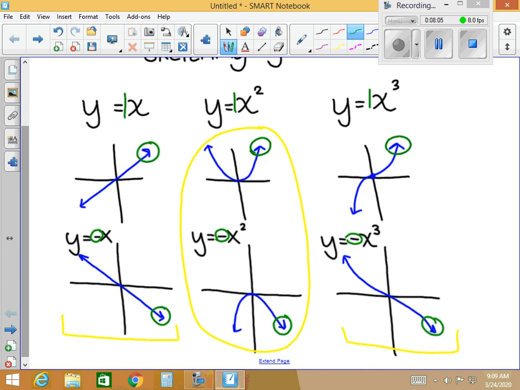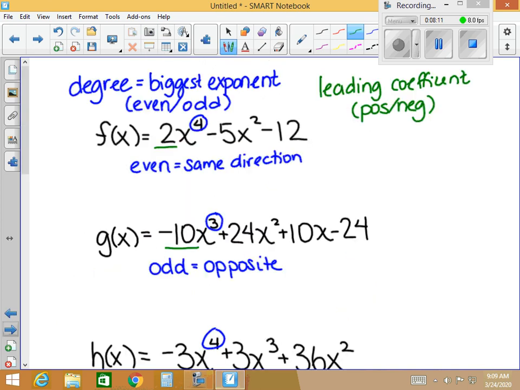Our leading coefficient always tells us what happens as we move to the right. A positive number means up, and a negative number means down. So on our f of x, 2 is our leading coefficient. 2 is positive. That means it goes up as I move to the right. On g of x, the leading coefficient is negative 10. Negative 10 is a negative number, which means it goes down to the right.